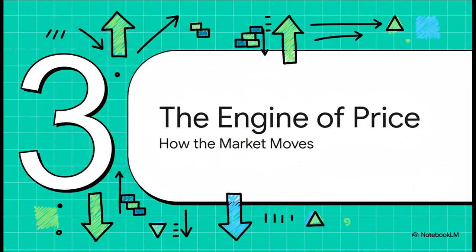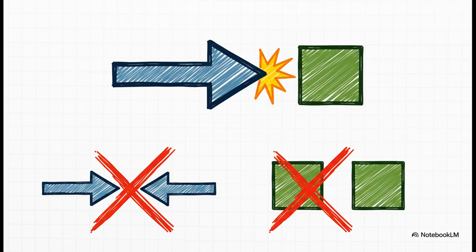Okay, so now that we've met our waiters and our takers, let's see how they interact. Because that interaction, that's the literal engine that drives prices up and down. This is the one unbreakable, non-negotiable law of the market. A trade only happens when an aggressive taker smacks into a passive waiter. You will never, ever see two aggressive market orders trade with each other. It just can't happen. It's always action meeting patience.